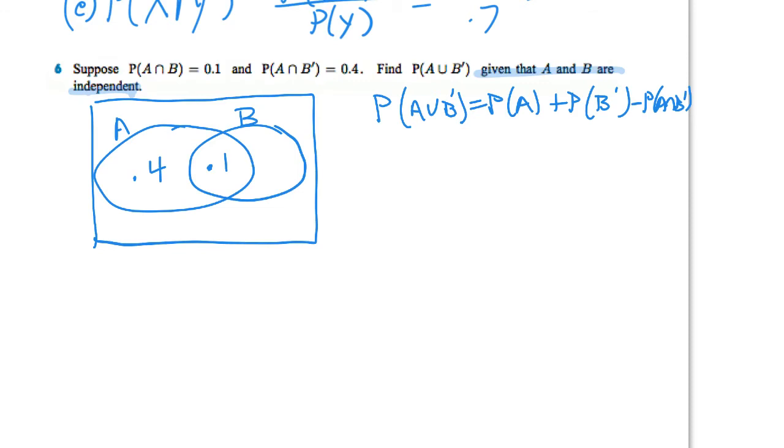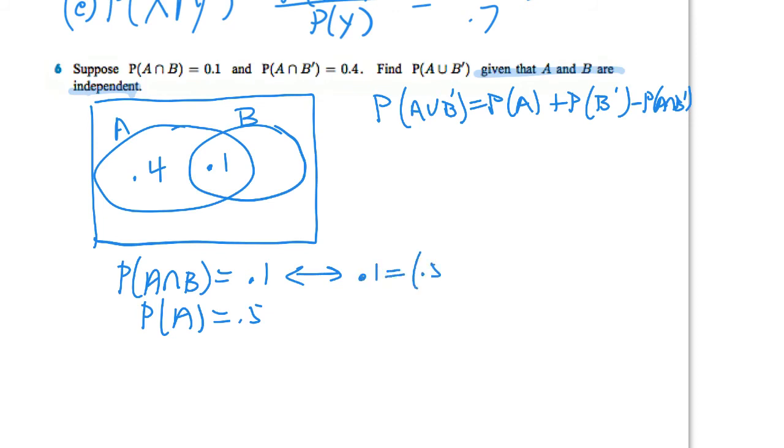All right, so the first thing we're going to do is notice from the Venn diagram that the probability of A intersection B is 0.1 and that P(A) is 0.5. But A and B are independent, so I can write an equation: 0.1 equals 0.5 times P(B), P(A) times P(B). So that means 1/5 is the probability of B.